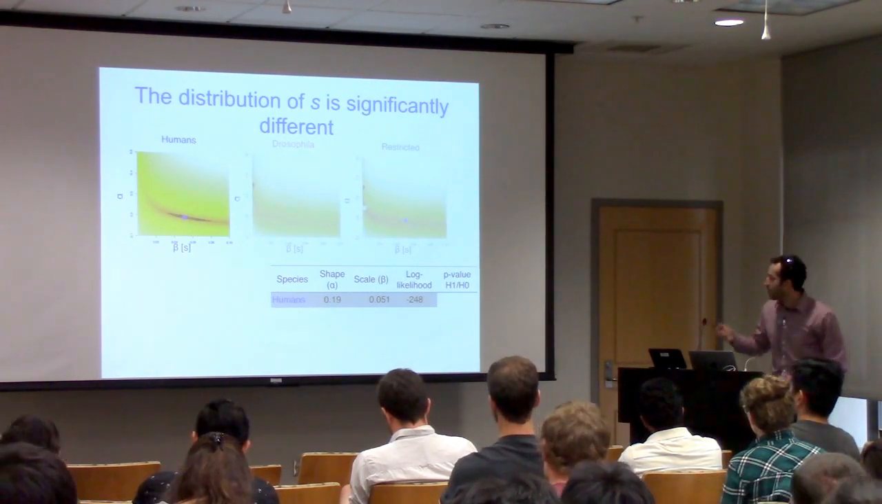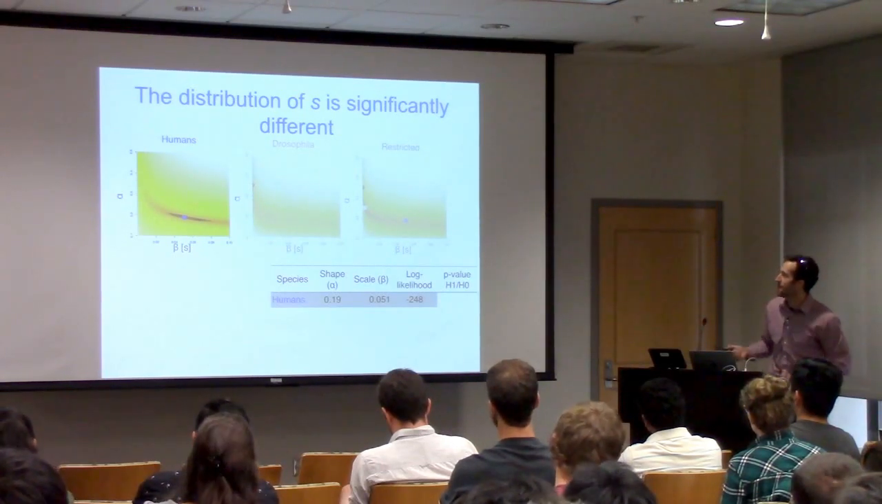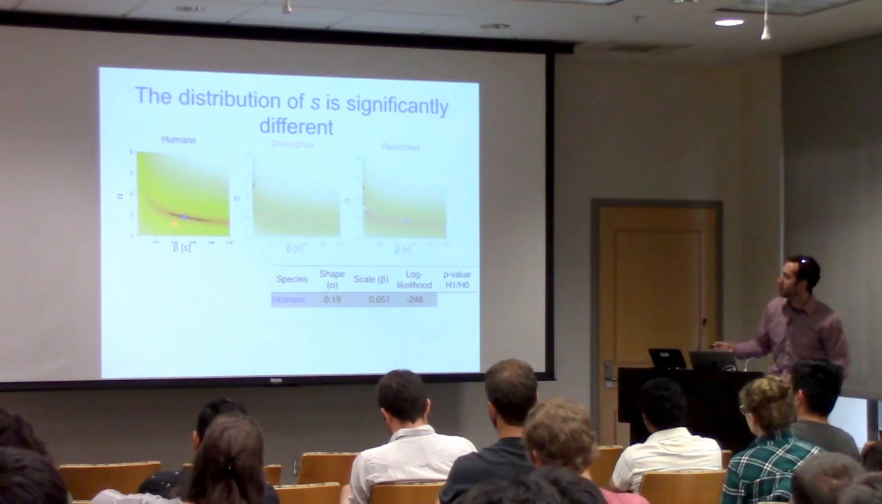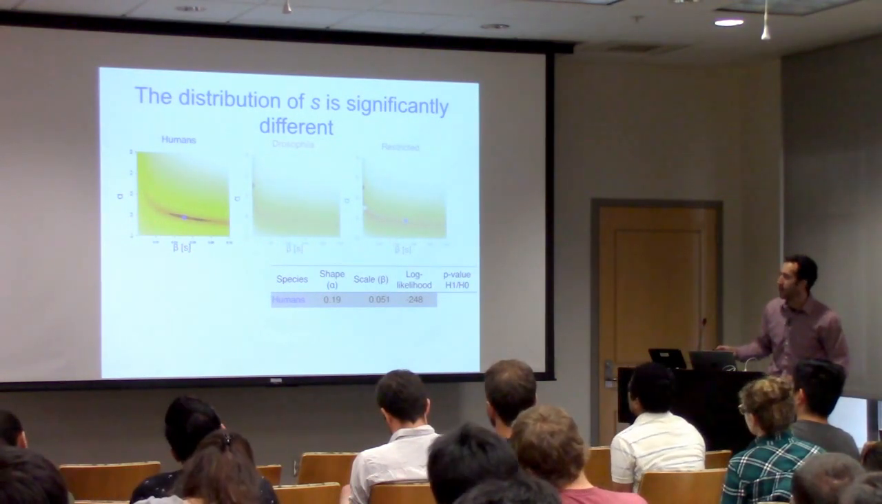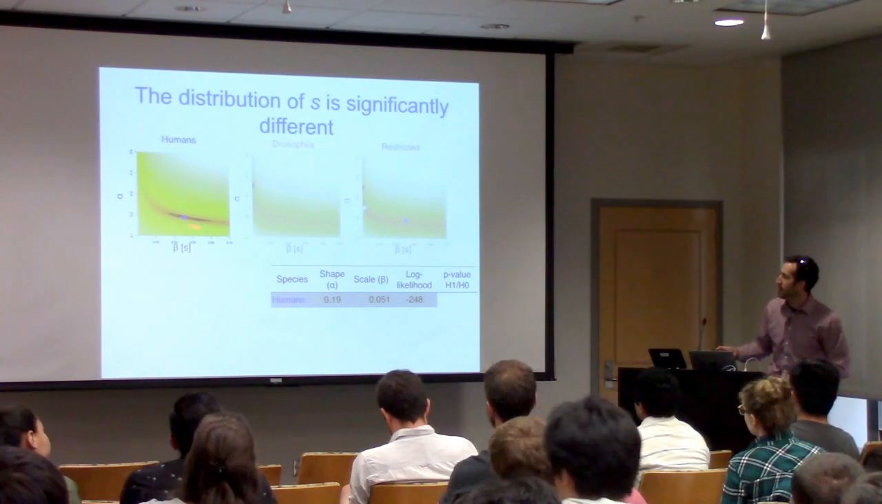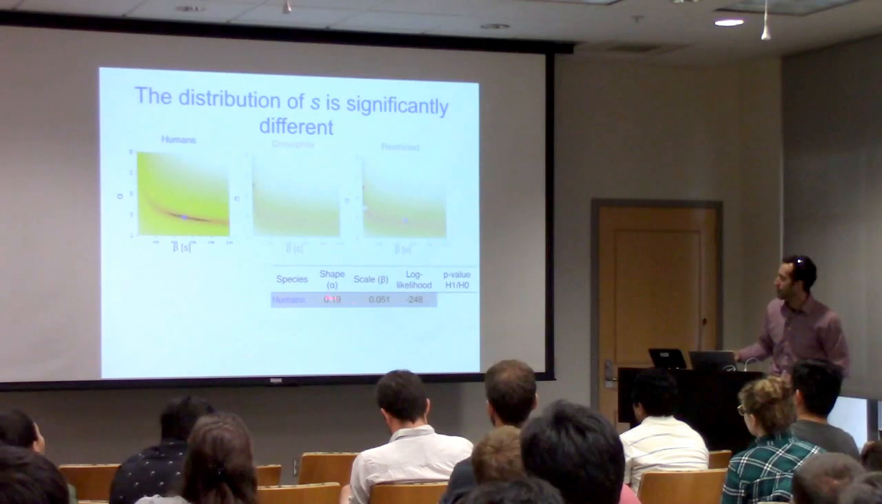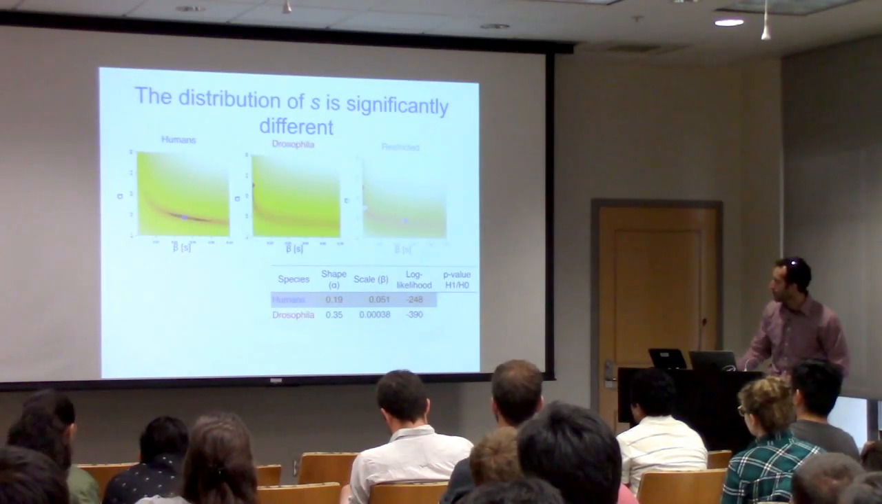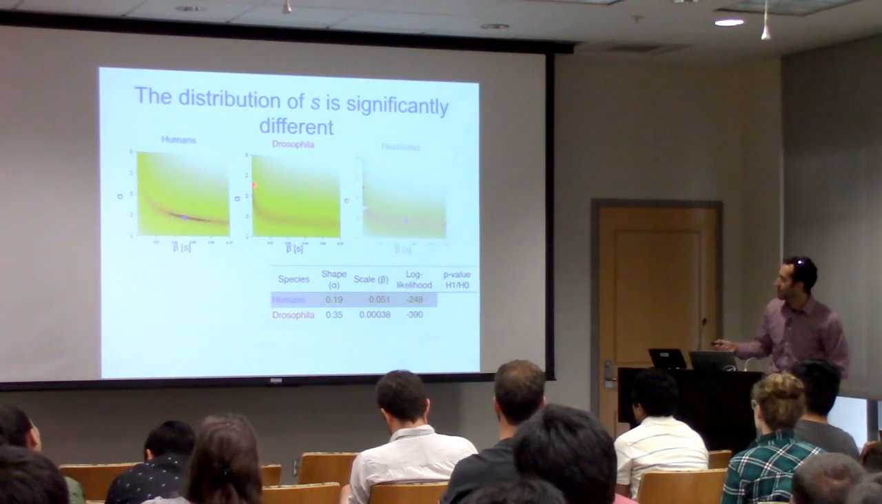So what I'm showing you here is when we first fit a gamma distribution for the distribution of fitness effects. This is a likelihood surface for the shape and scale parameter of the gamma distribution. This is for humans. Here are our maximum likelihood parameter estimates and the log likelihood. We play this game for Drosophila. The maximum likelihood parameter estimates are up here, and you can see that the parameter estimates differ.